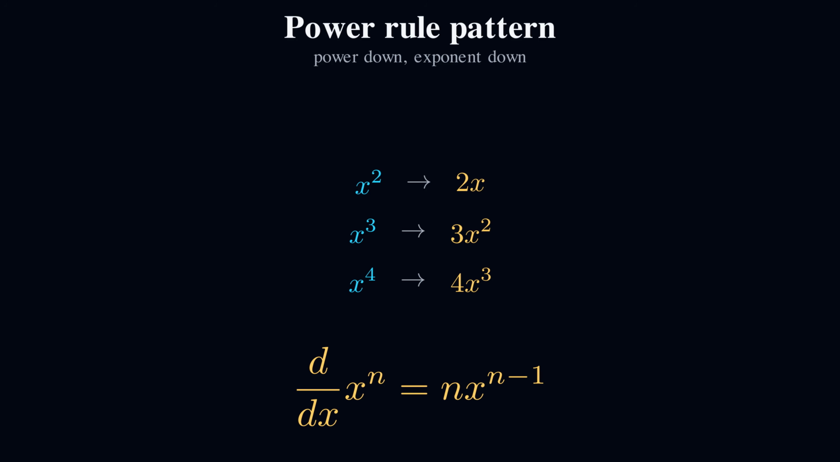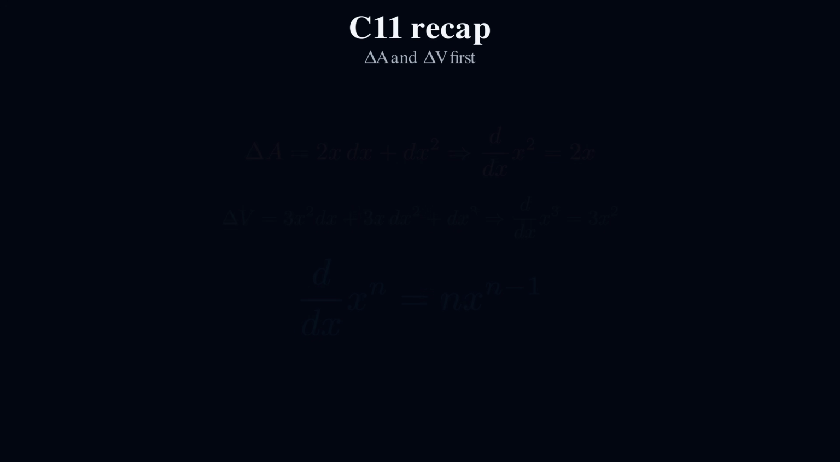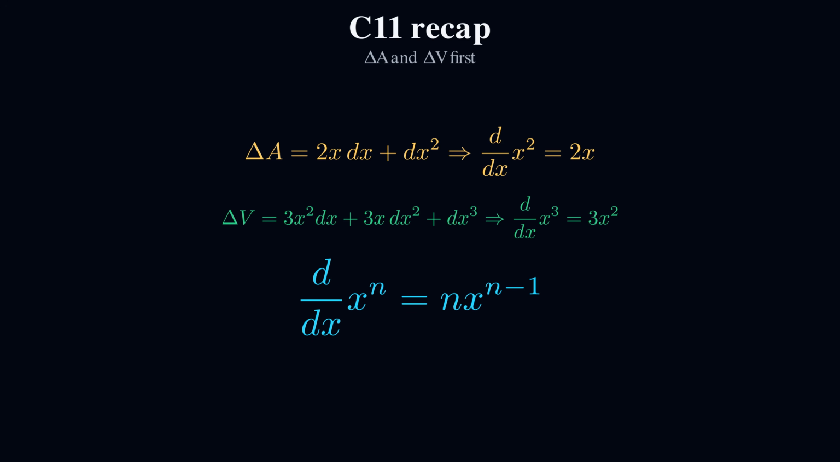Avoid these mistakes. Do not set dx equal to 0 at the beginning. Do not throw away dx squared or dx cubed too early. And do not keep the exponent the same after bringing it down. For x squared, delta A is 2x dx plus dx squared, so the limiting rate is 2x. For x cubed, delta V is 3x squared dx plus 3x dx squared plus dx cubed, so the limiting rate is 3x squared.